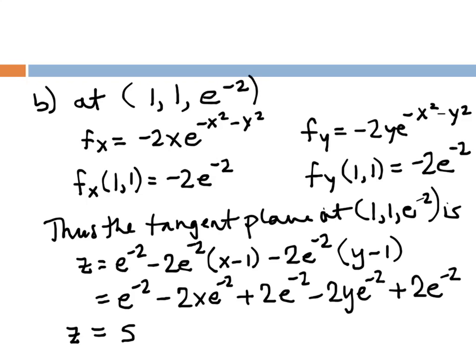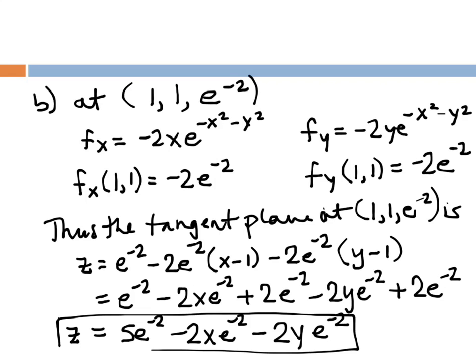5e to the -2, minus 2x e to the -2. Keep going, Nathan. Very good. So this is our tangent plane.